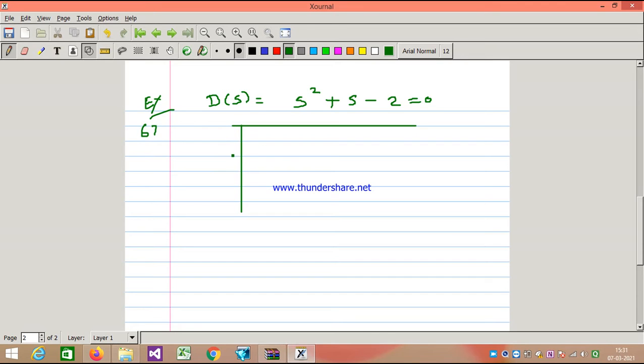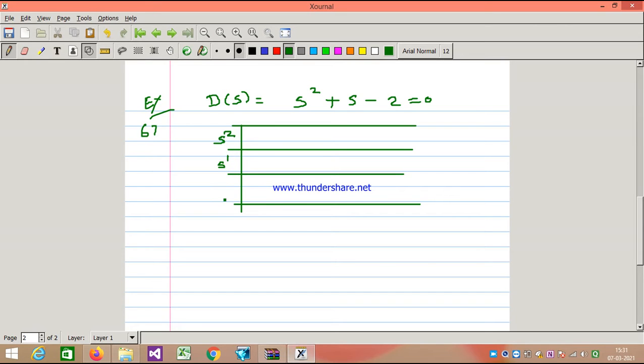Okay, this we call s2, because the highest power is s2, right. Then this we call s1, then this we call s0, right. Again, for calculation purpose, I am taking this additional term.